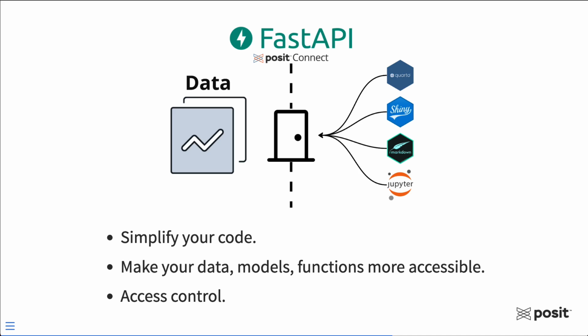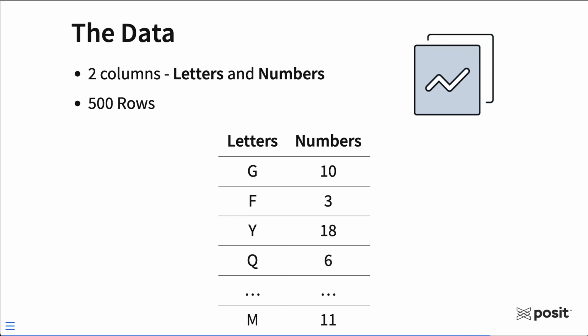Now we are very close to building our FastAPI, but I just want to spend 1 minute and explain the data we're going to have behind this API. This data is completely made up, and I wanted to make it as simple as possible given our limited time today. Now this data is relatively small. It's only about 500 rows and has only 2 columns. The first column is a random letter in the English alphabet, and the second column is a random number from 1 to 20. And that's pretty much it.